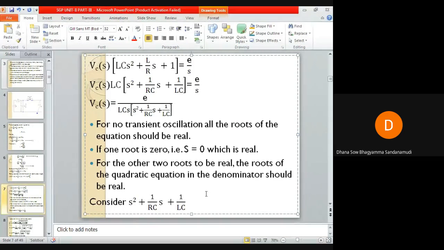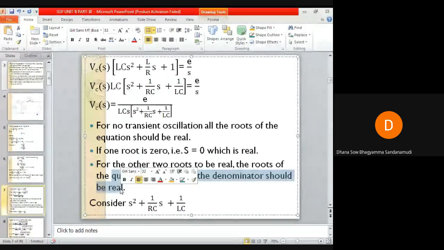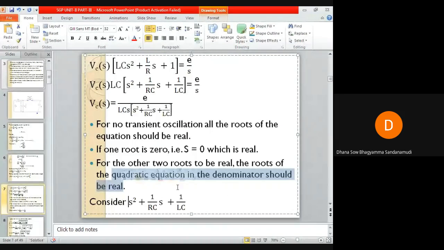If you complete this, inform me. No need to write this theoretical content, you write only the equations. If you want to write anything, just write the quadratic equation in the denominator. Just write down this, that's all. As soon as you complete, inform.